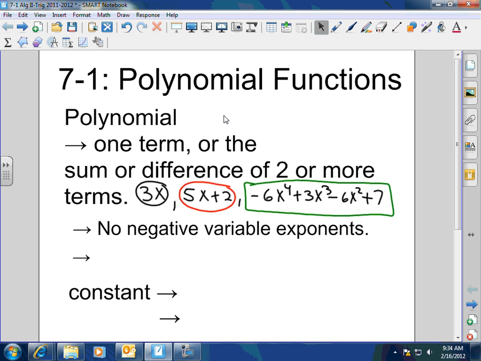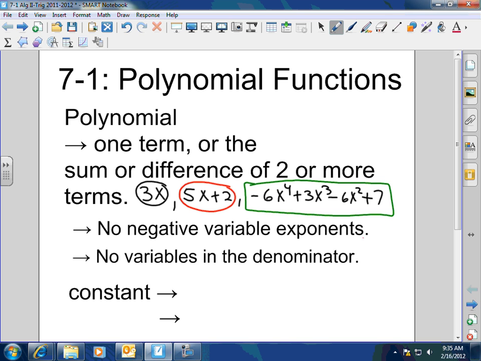Now, polynomials by definition cannot have any negative variable exponents. And you cannot have any variables in the denominator. So if you have 5x to the negative third power, that is no longer a polynomial. That exists. It's not saying that you can't work with that. That's going to become 5 over x cubed, but it's not a polynomial. That's all we're saying.